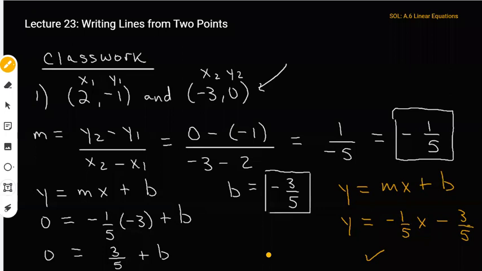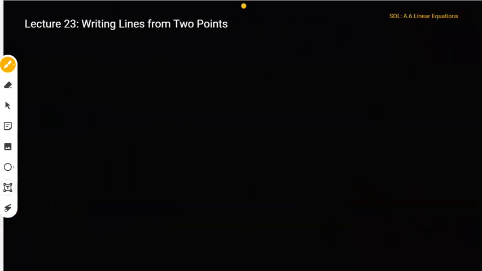Okay, let's try number 2 together. And this will be the last one we do on the classwork. I'm given 2 points, (-3, -2) and (5, 3).